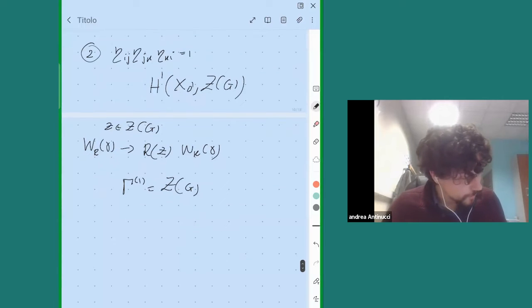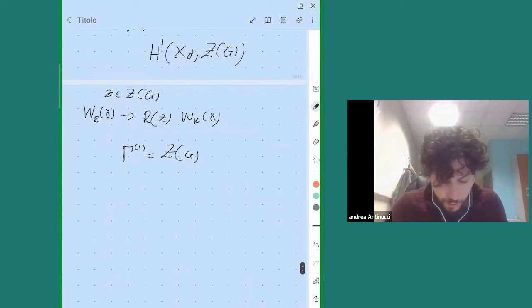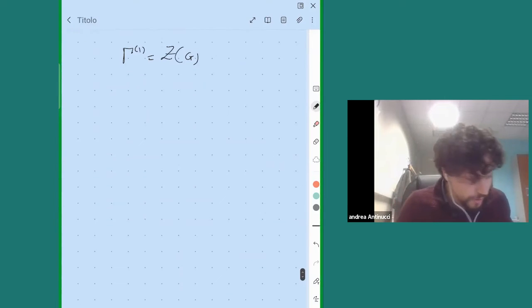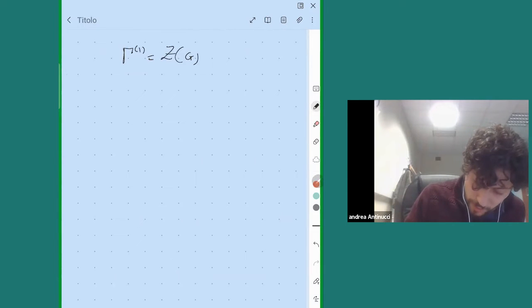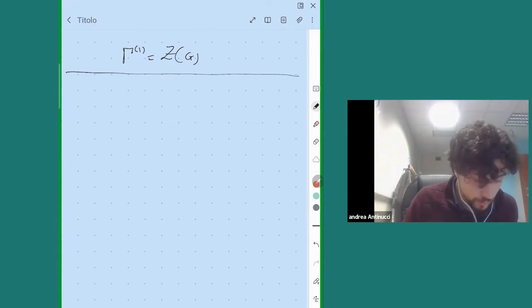It's representation in the center. So very good. Now before going on, and this will be important in the second part, I have to introduce another class of higher form symmetries which exist in gauge theories, which are magnetic symmetries.